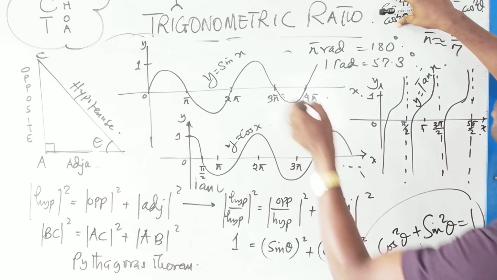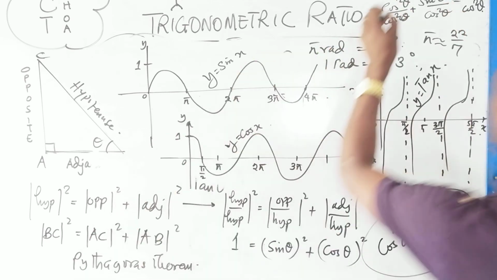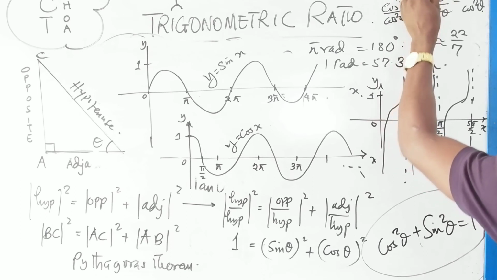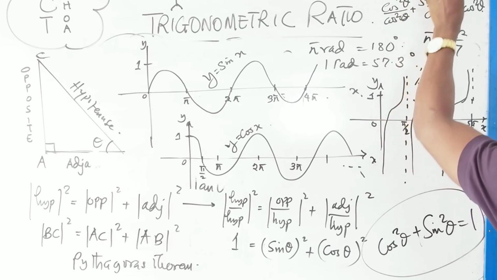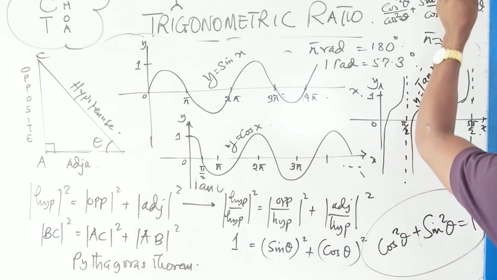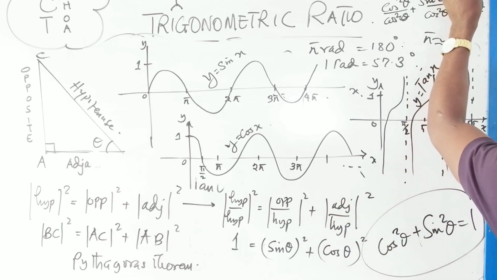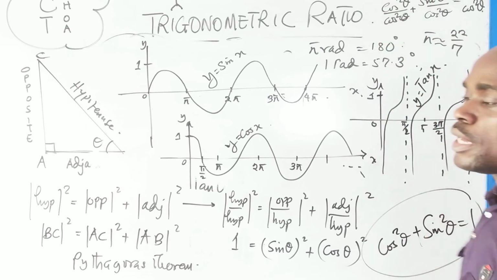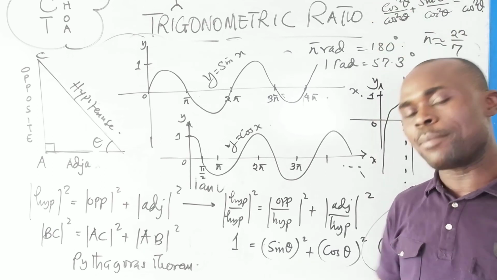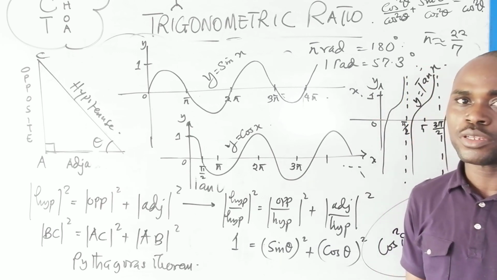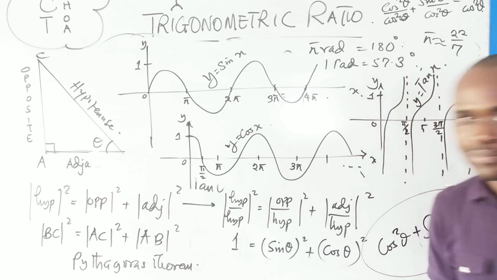So I'm looking for a space on the board. So this is going to give us 1, and this is going to give us tan squared theta, and this is going to give us 1 over cos squared theta. You recall 1 over cos is the same thing as sec, so sec squared theta. So these are trigonometric ratios, and I'm going to apply this in the next video in solving a particular question. Thank you very much.